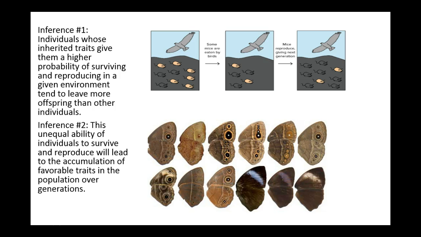And so what you have, if you go from left to right, you have an equal distribution of tan and gray mice, and then what happens over populations, you have far more gray mice than tan mice that are going to be able to reproduce. So eventually there will be very few tan mice.